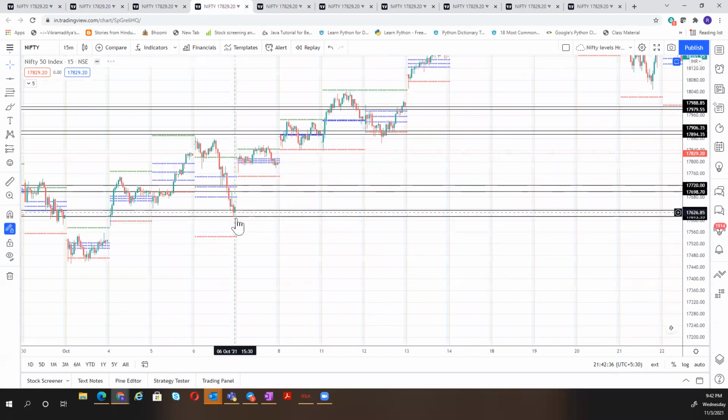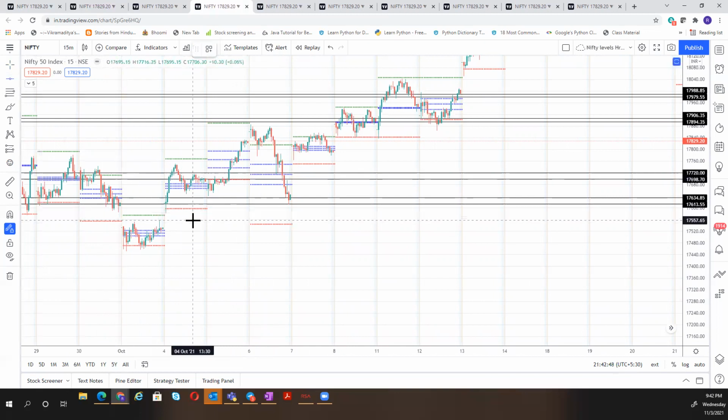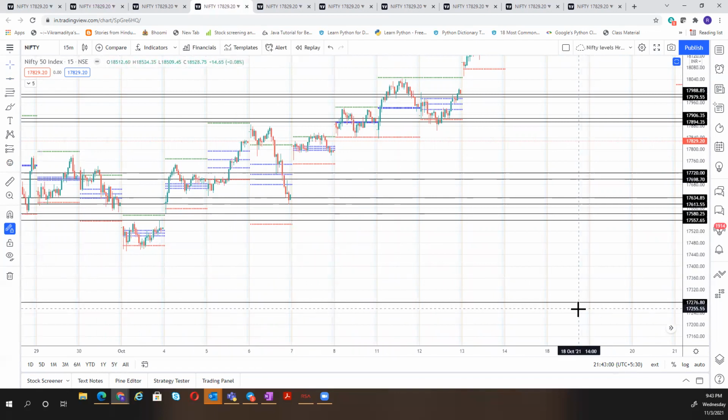See here, can you see the levels? The same levels will act as support and resistance. See here, the next level would be gap filling. This is where the gap has filled. This level, 17,580 to 17,557, will act as strong support.